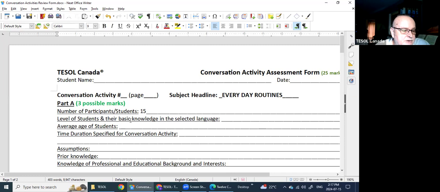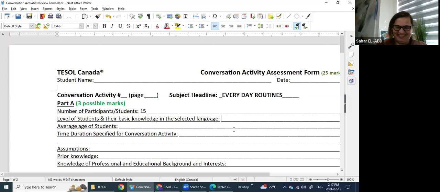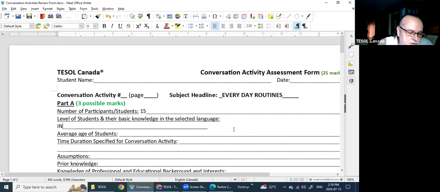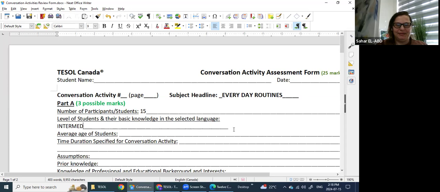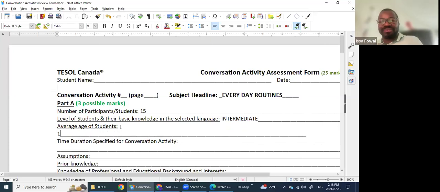Okay, and what is the level of the students, their basic knowledge in the selected language? What do you want the level to be? Maybe intermediate. Intermediate? Yeah, is that too high? No, that's fine. Intermediate, fine. Let's do intermediate. Average age is 13, 14 years old. Okay. Yeah.